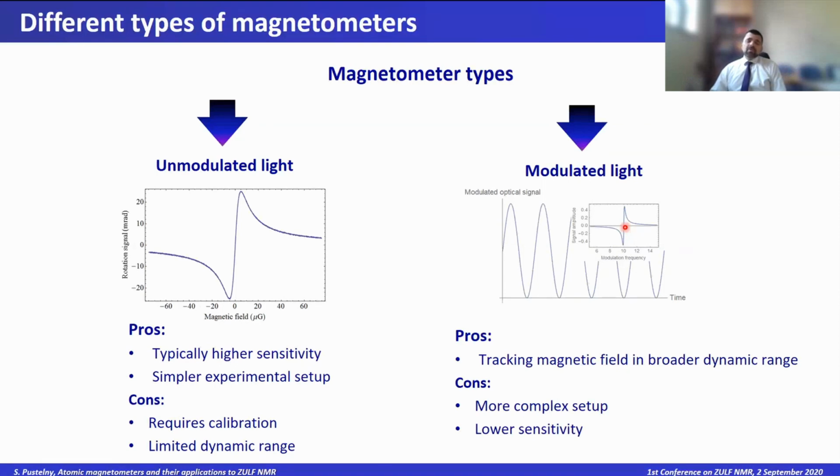But this also comes with some caveats, with some problems. One of them is that now you need to modulate your light, so your experimental system is a little bit more difficult. The other thing is that typically this offers slightly lower sensitivity, so you have to agree that you are not having the full sensitivity of the system, but on the other hand, your dynamic range is much broader. And I think this is a good point where we can stop.